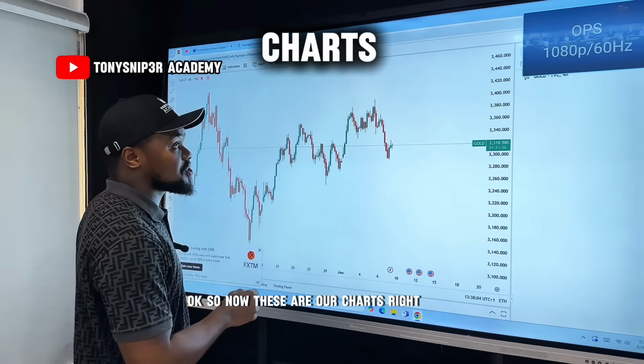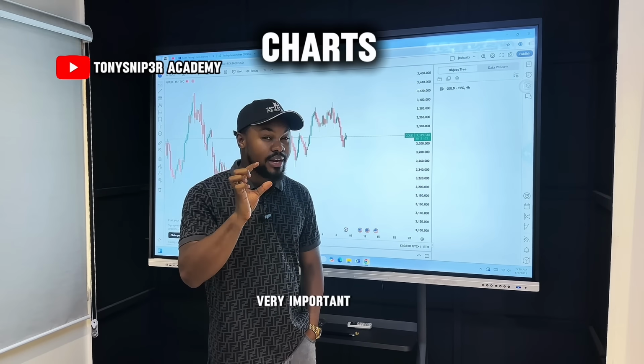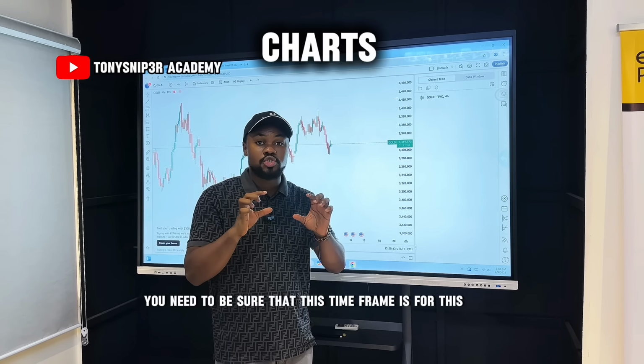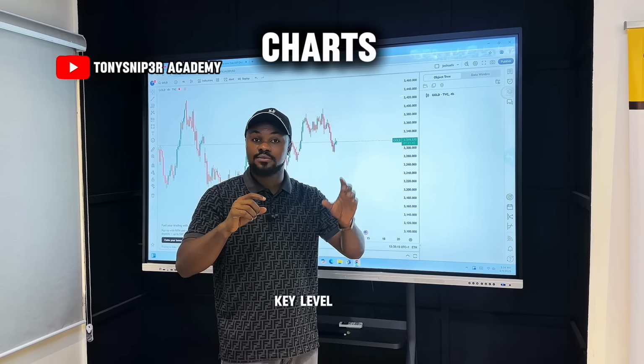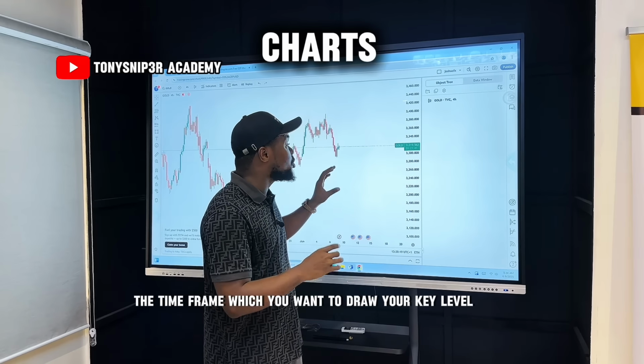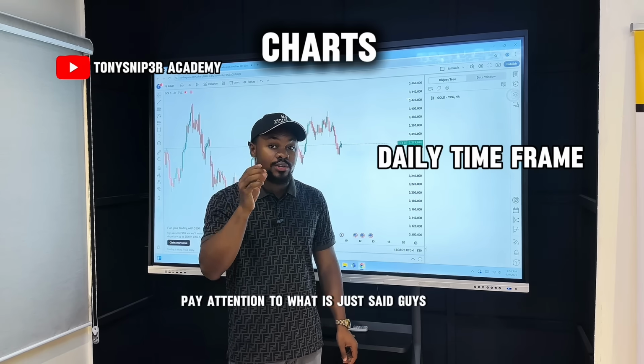Okay, so now this is our chart, right? What time frame do you want to draw your key levels? Very important, because key levels have to deal with time frames. You need to be sure that this time frame is for this key level, this time frame is for entry level. Do you understand? Now, the time frame in which you want to draw your key level is the daily time frame. Pay attention to what I just said, guys.